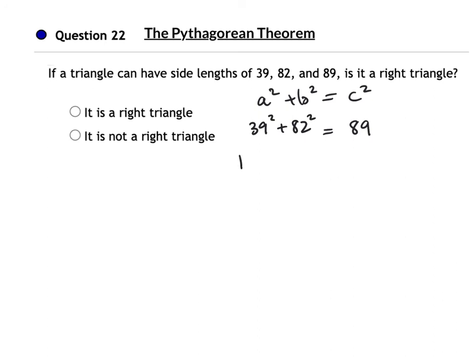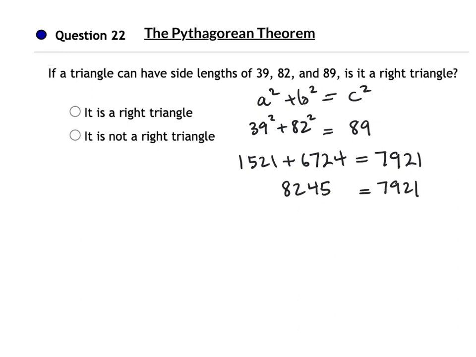39 squared is 1,521. 82 squared is 6,724. 89 squared is 7,921. A squared plus b squared is 8,245. That's not equal to 7,921. This is not a right triangle.